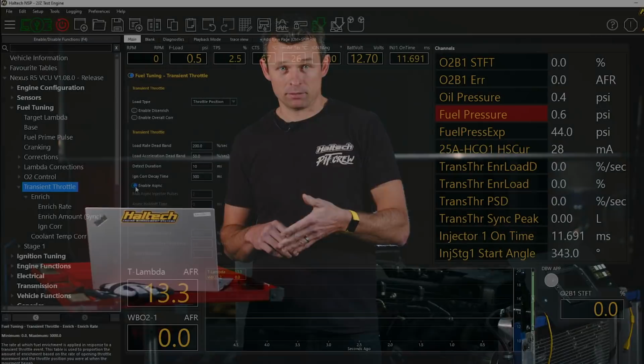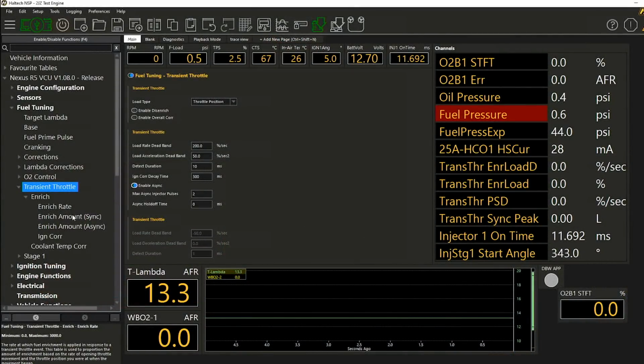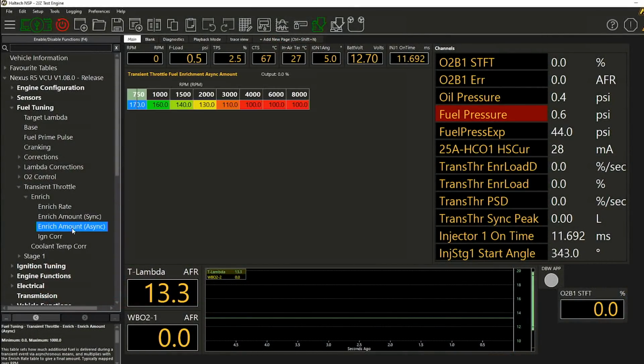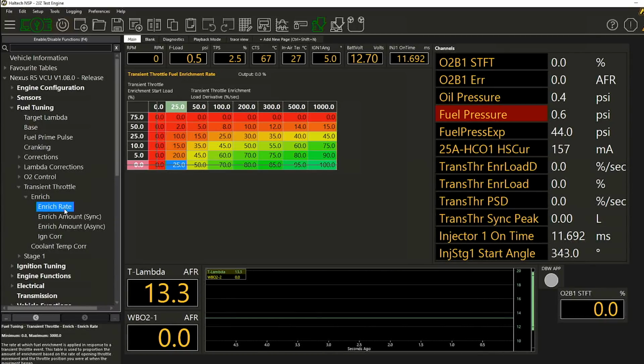And all of that depends on a combination of what you've programmed into the injection rate map and the injection amount maps for both the synchronous and asynchronous enrichment. Let's take a look first at the enrichment rate map. Now the first thing I'll note is that both the synchronous and the asynchronous enrichment amount maps refer back to this one enrichment rate map.